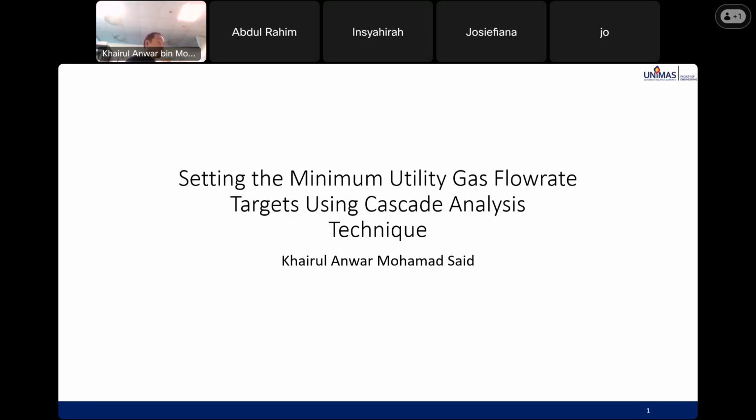So last week we learned about gas cascade analysis as well, but that is based on time base. Today this is based on the traditional gas cascade analysis, which is based on the stream and the process flow diagram.